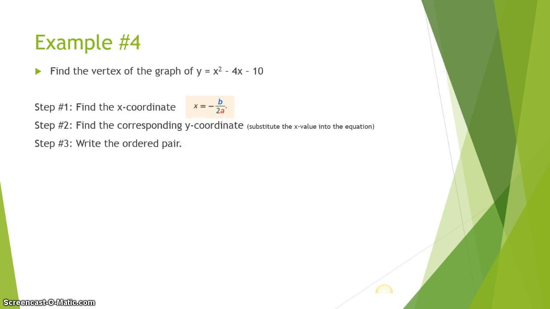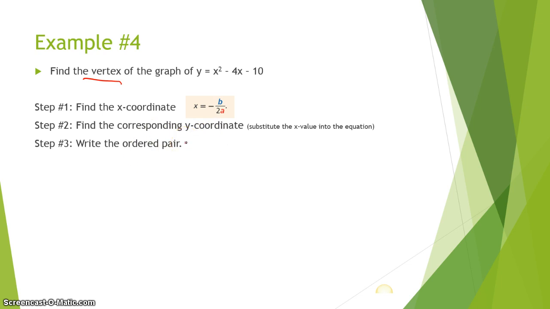Here they want us to find the vertex of the graph. We have y equals x squared minus 4x minus 10. So there's 3 steps in order to find my vertex. We first need to find the x-coordinate. We can use the axis of symmetry equation to help us do that, -b over 2 times a. We're then going to find the corresponding y-coordinate. So once we find our value for x, we're going to substitute that back into the original equation to find my y. And then we would write our ordered pair.